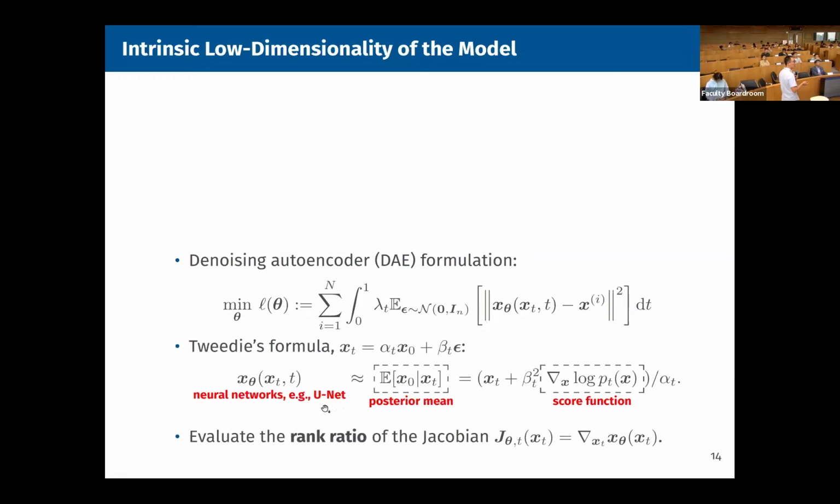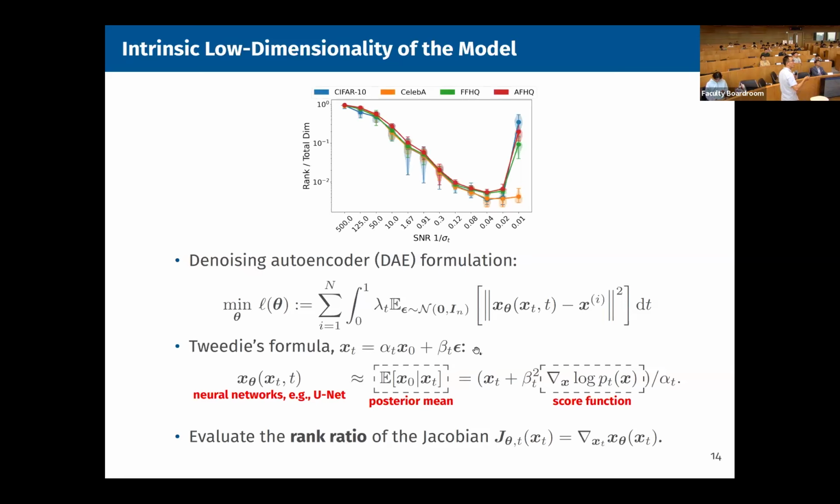And we compute the rank of the Jacobian at noise level T. G theta denotes the Jacobian of the denoiser. We evaluate the numerical rank ratio of the Jacobian across all the noise levels. If you look at this rank curve, the x-axis shows the noise levels, where a higher SNR is closer to the clean image and a lower SNR means we are much closer to the noise. The y-axis shows the log of the numerical rank divided by the ambient dimension. And what you can find is that at intermediate noise levels, the rank of the Jacobian is very low.